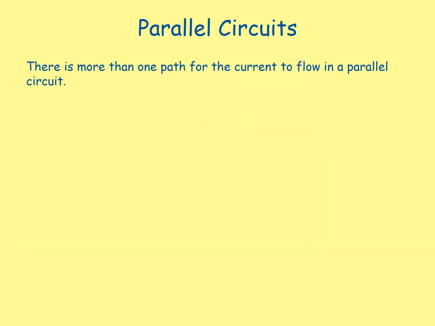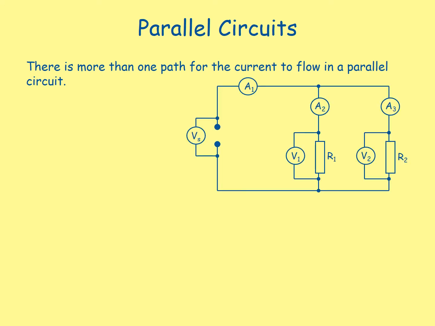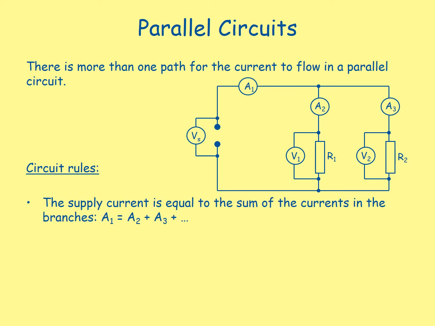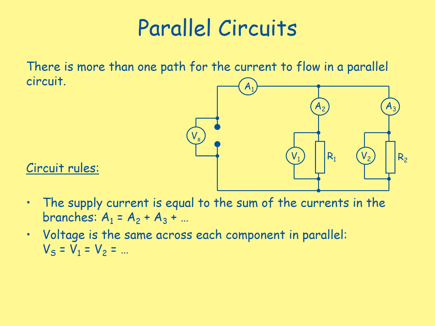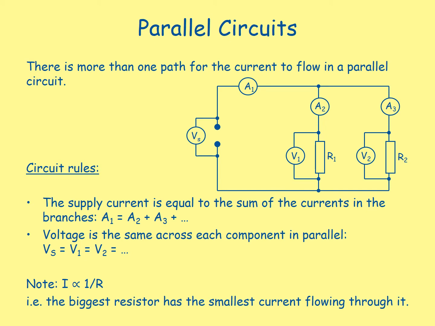Parallel circuits. There is more than one path for the current to flow in a parallel circuit. We can see we have 2 resistors in parallel here, a number of ammeters and a number of voltmeters. Our circuit rules are as follows. The supply current is equal to the sum of the currents in the branches. Voltage is the same across each component in parallel. Note, I is inversely proportional to R, i.e. the biggest resistor has the smallest current flowing through it.